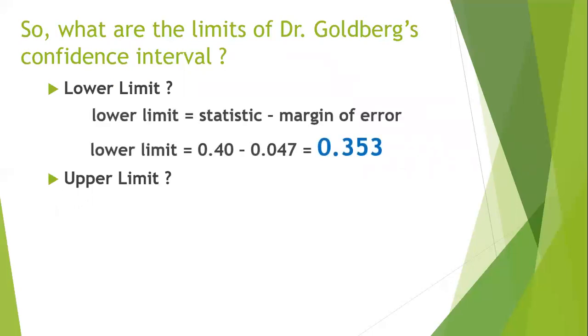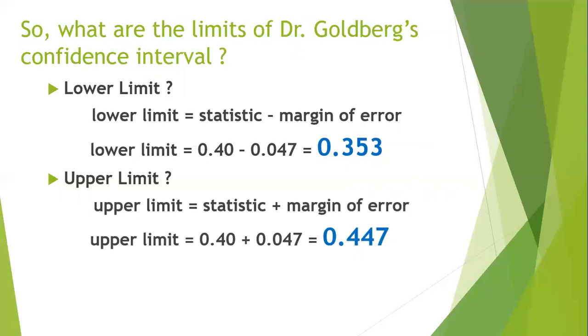The lower limit should be the statistic minus the margin of error. So it should be 40% minus 0.047. Taking away 4.7% from 40% gives us 35.3%, 0.353. What about for the upper limit? What did you come up with for that? You should have written down that the upper limit was the statistic plus the margin of error, 40% plus 4.7%, so 44.7%, or 0.447.